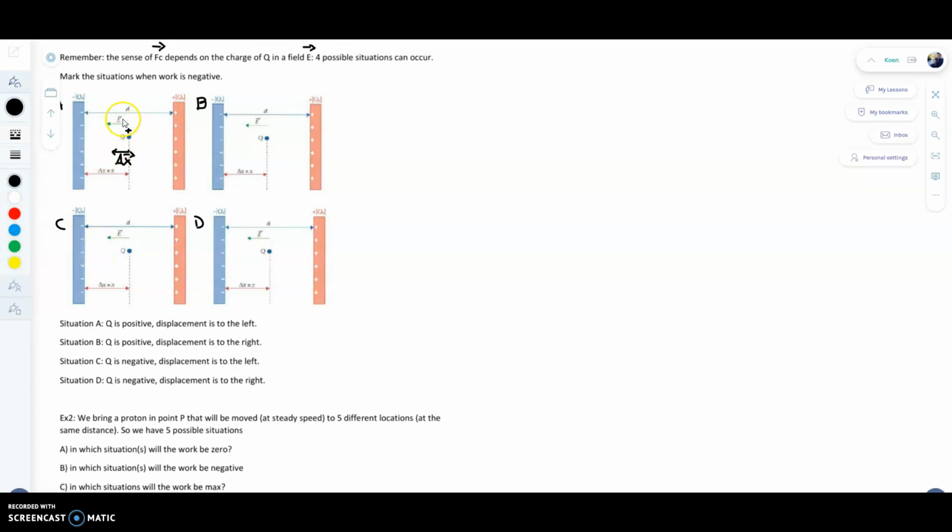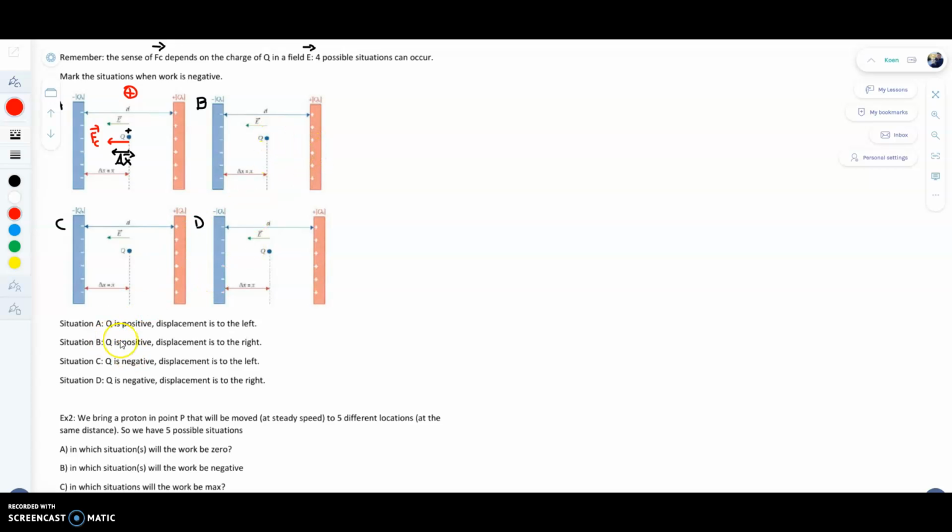Well, the last thing you have to do is ask yourself what's the sense of my Coulomb force in this case. Now if it's a positive charge, your field vector E and your Coulomb force will have the same sense. Meaning, in this situation, the sense of your displacement and your Coulomb force is the same, so this is positive work when this displacement occurs.